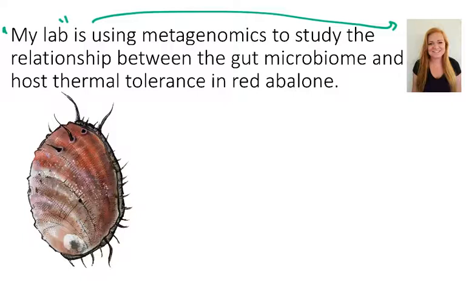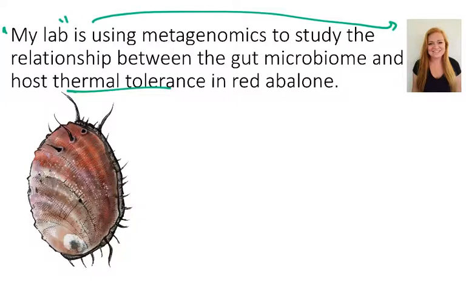But what we're using metagenomics for is to look at the relationship between the gut microbiome. So the gut microbiome is the community of bacteria and microbes that are present in the gut or intestinal tract. And we're looking at how the different community of that gut microbiome might be affecting thermal tolerance or ability to survive warm temperatures in red abalone. There's been some evidence from other organisms that if you have a more diverse microbiome, you might be able to survive warmer temperatures. That hasn't been looked at yet in red abalone, which is what Emily is focusing on.